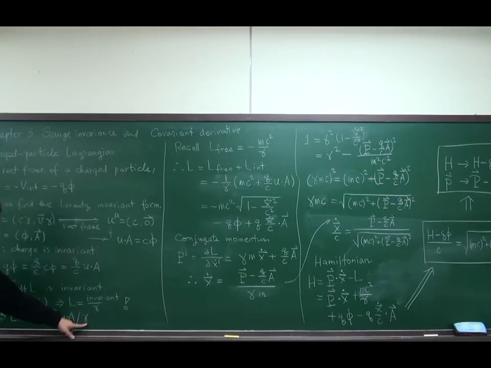But as soon as it is boosted to another frame, this whole object is Lorentz invariant, but the boost factor appears over it. It happens that in this rest frame gamma was 1, so this expression is the same as divided by gamma in that frame. That's the reason why we use this interaction Lagrangian. The general expression for the interaction Lagrangian is minus q over c, u dot A, divided by gamma.